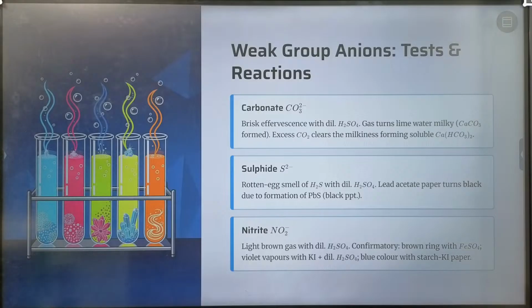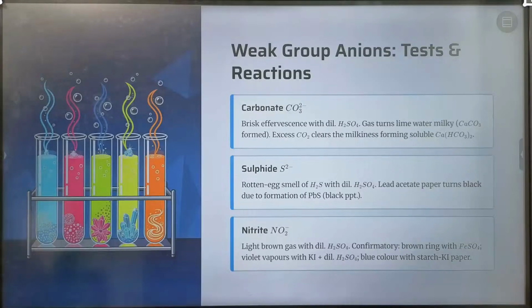The next one is the sulfide ion. How do you identify that? When you heat it, you observe a colorless gas with a rotten smell, which is a bad odor. If you get that smell, you can identify it as a sulfide ion.